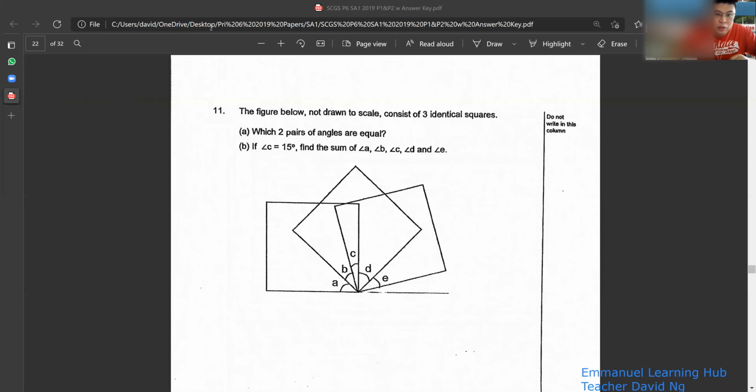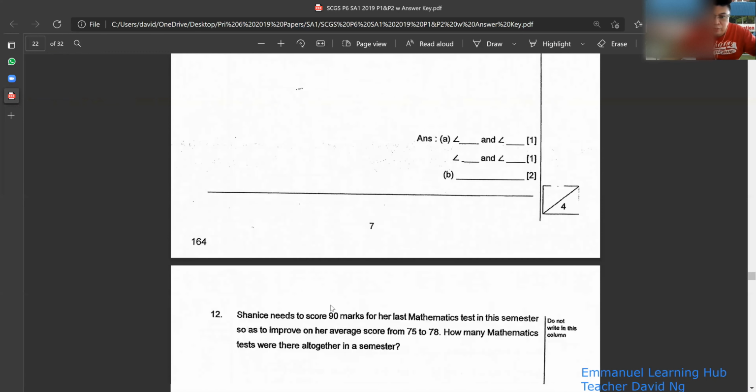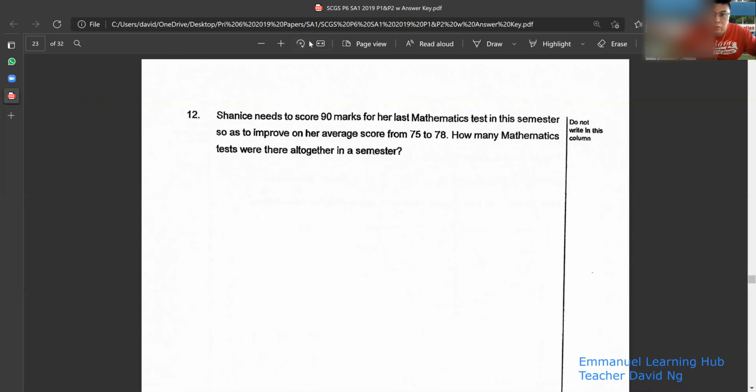The next question is question 12. Shanice needs to score 90 marks for her last math test in this semester, so as to improve her average score from 75 to 78. How many math tests were there altogether in a semester?